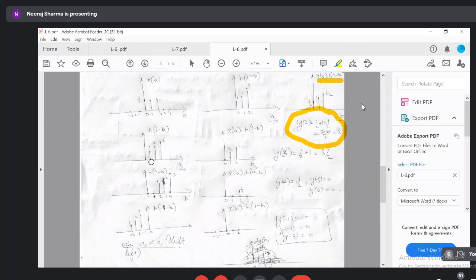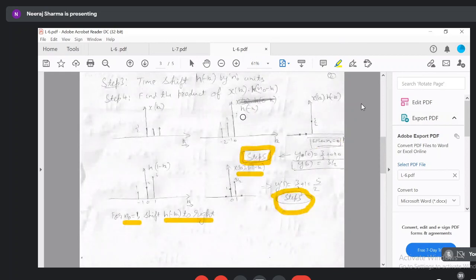So h minus k has been shifted towards the right hand side by 3 units, right? With respect to h2 minus k, h3 minus k will be shifted towards the right hand side by 1 unit, right? Because if we compare with this, it will shift only 1 unit to the right side. But if you compare it with h minus k, then h minus k will be shifted towards the right hand side by 3 units, right?